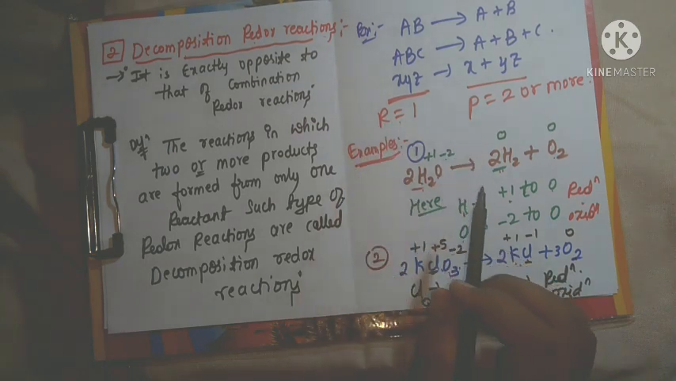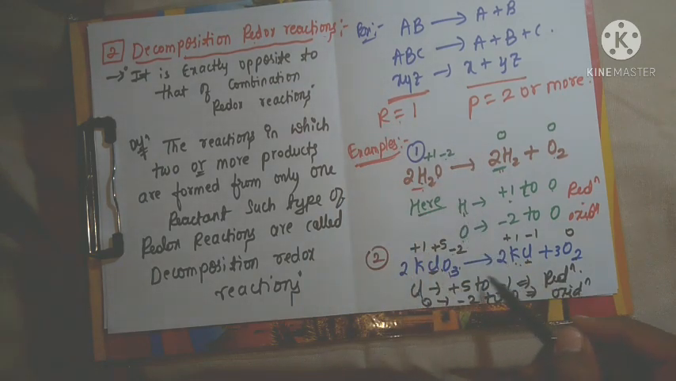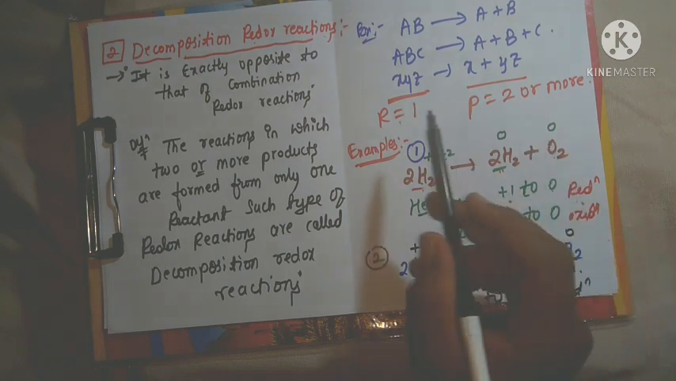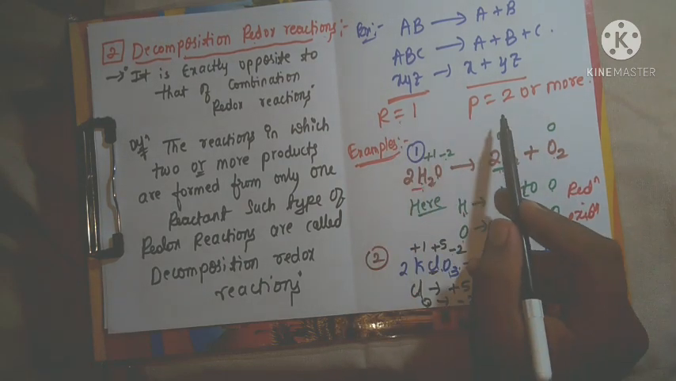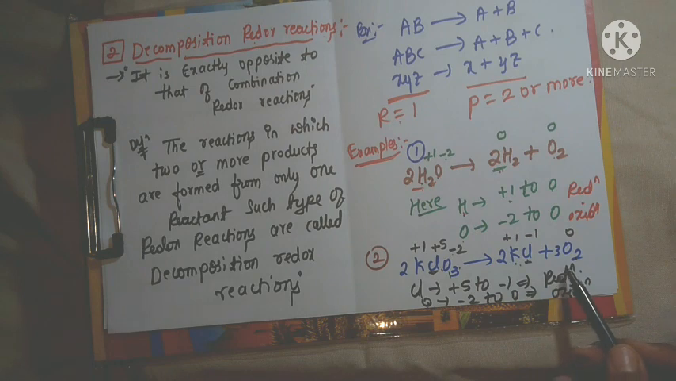Therefore, which type of redox reaction is it? Decomposition redox reaction, because only one reactant and two or more products. Here two products are there. Therefore, it is an example for decomposition redox reaction. Next, we will go for the third one.